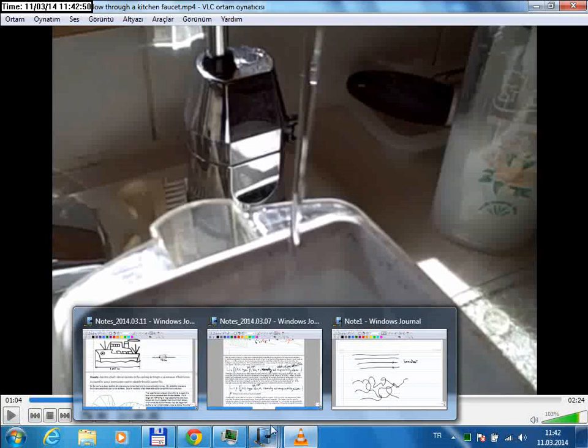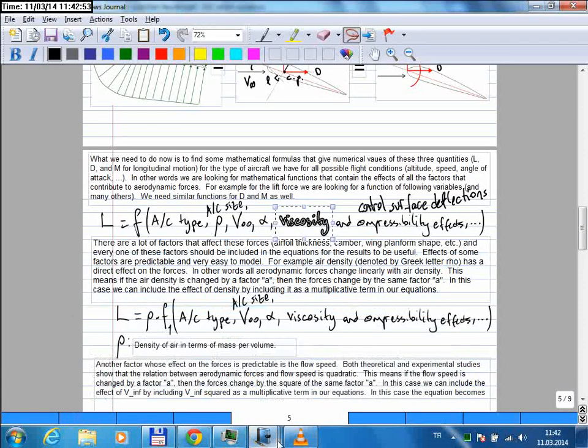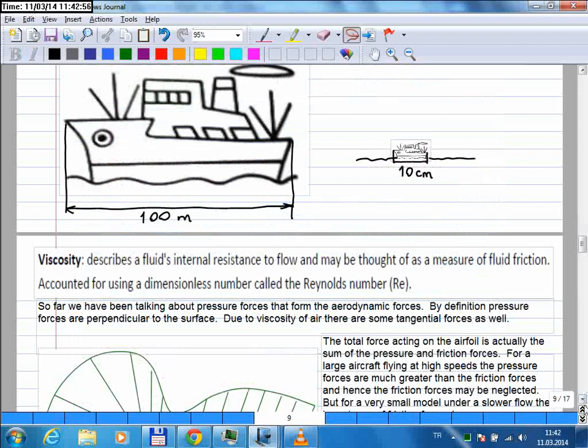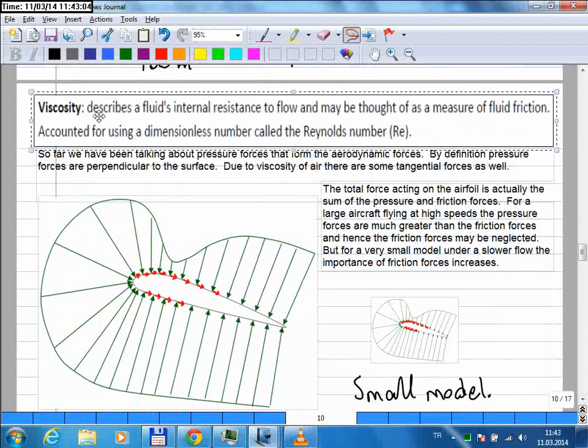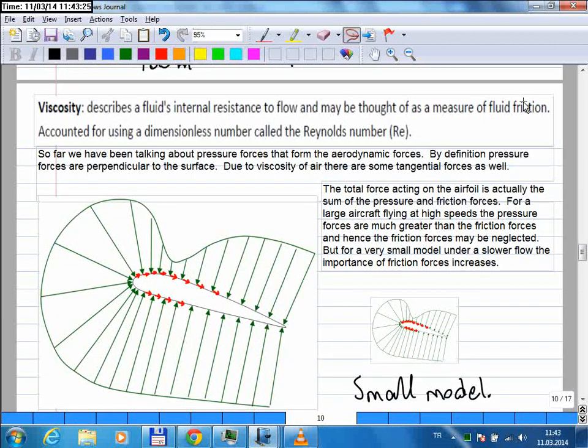So to start with, let me talk about viscosity. That's one thing that is effective in determining the flow type. Let me just read through the definition of viscosity here. Viscosity describes a fluid's internal resistance to flow and may be thought of as a measure of fluid friction. I think it's a very nice description of it. You can just think of it as fluid friction. When you have a streamline of flow flowing on top of another streamline, there's the friction force between them.